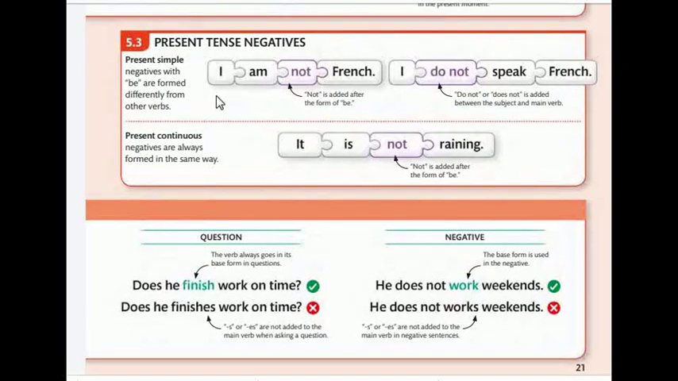Present tense negatives. Present simple negatives with to be are formed differently from other verbs. For example, I am not French. Not is added after the form to be. I do not speak French. Do not or does not is added between the subject and the main verb. Present continuous negatives are always formed in the same way. It is not raining. Not is added after the form to be.